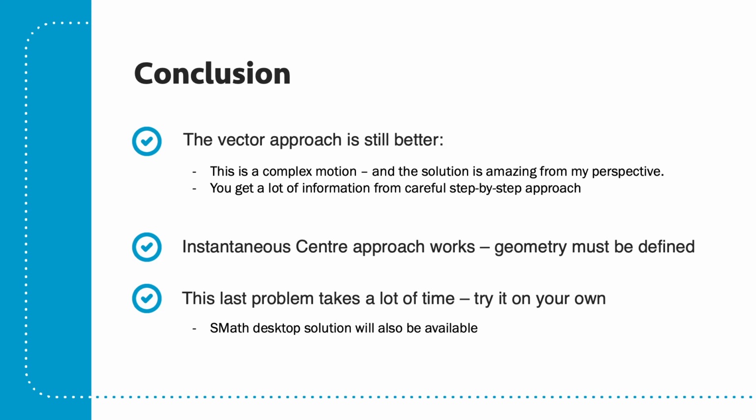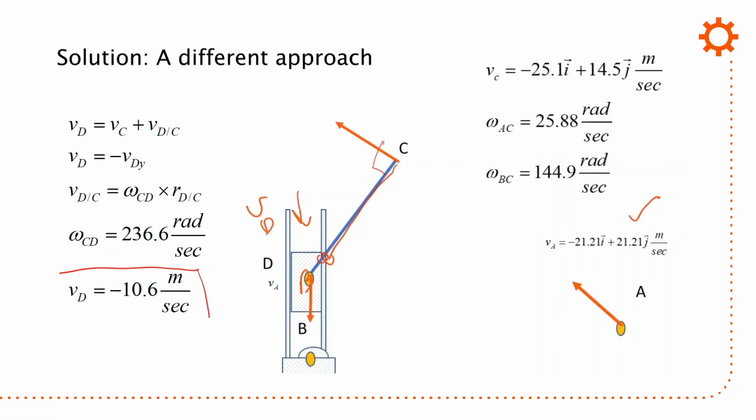So the SMath desktop solution will also be available for this particular problem. It's in the same file. And one of the things that I tried to do was give you some of this information here, because you wouldn't necessarily know how fast omega AB and AC and BC are.